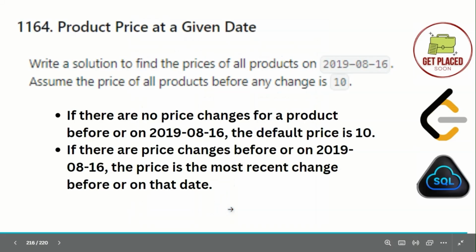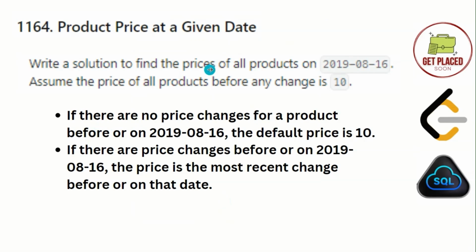If you still didn't understand it, I wrote it here in points for your clear understanding. Based on the condition given here, if there are no price changes for a product before or on this date, the default price we will consider is 10. If there are price changes before or on this date, then the price is the most recent change before or on this date. Okay, so I hope you understood now.